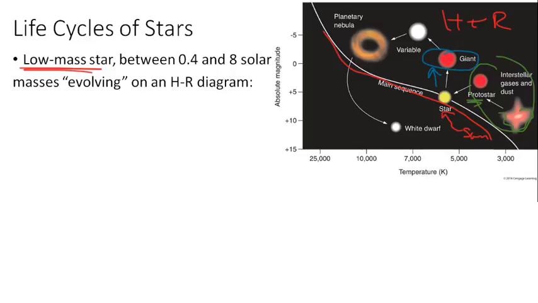It's going to fuse helium to make carbon and become a variable star, but at some point it's going to give up the ghost, no longer have nuclear fusion going on, and some of its material is going to be ejected into what we call a planetary nebula. The little core of what used to be our sun will cool down and become a white dwarf. So that's a low mass star.